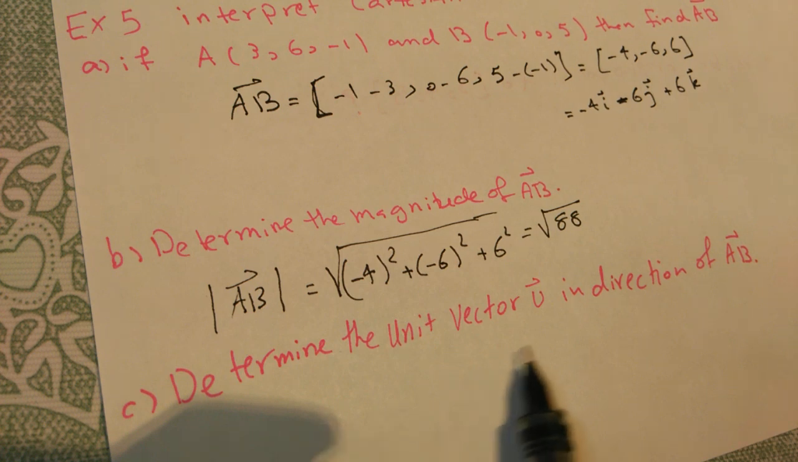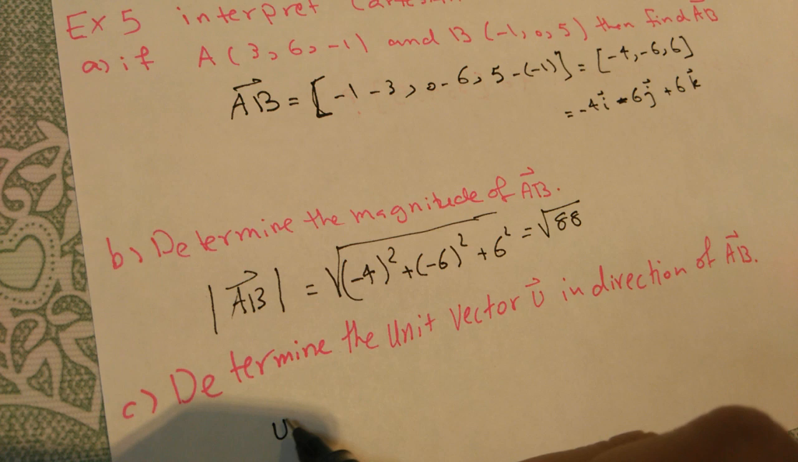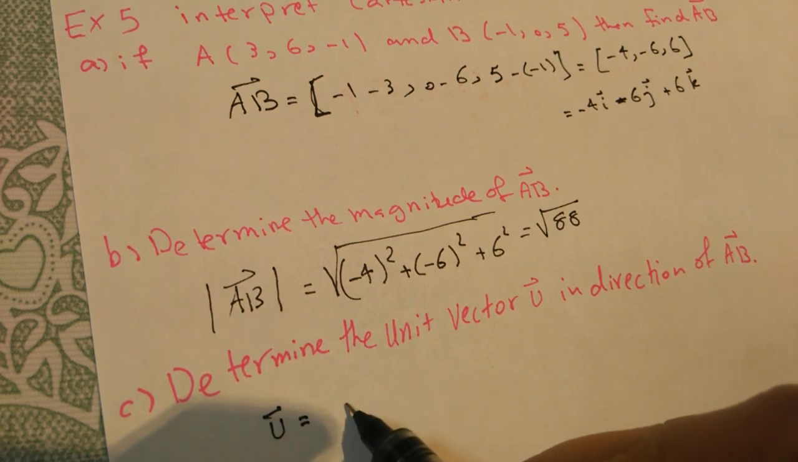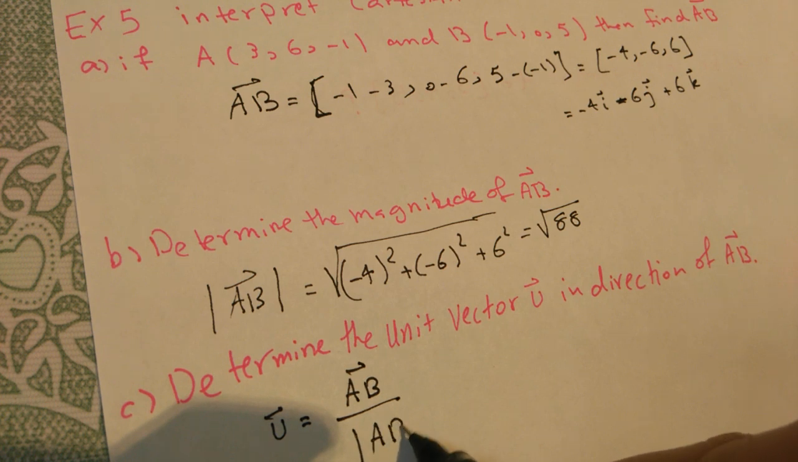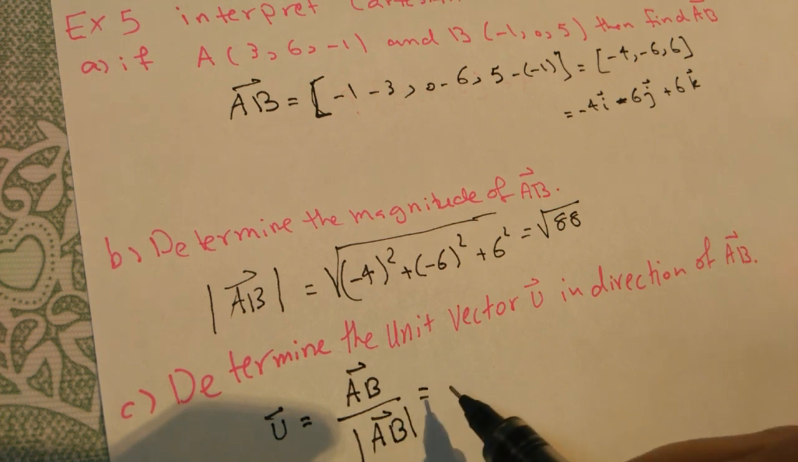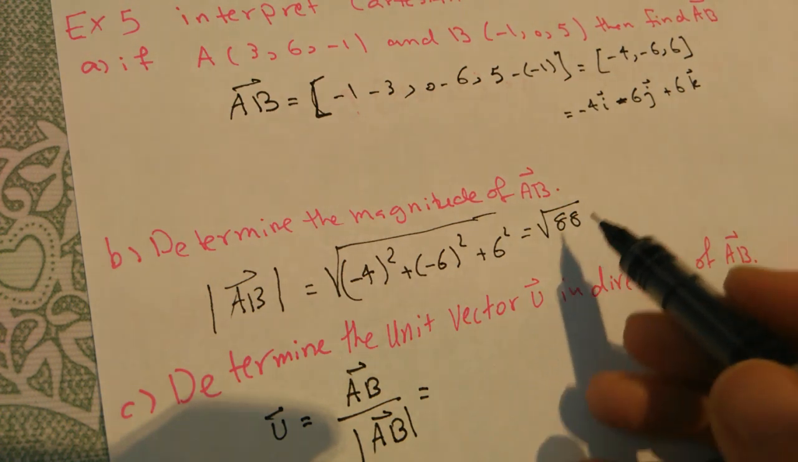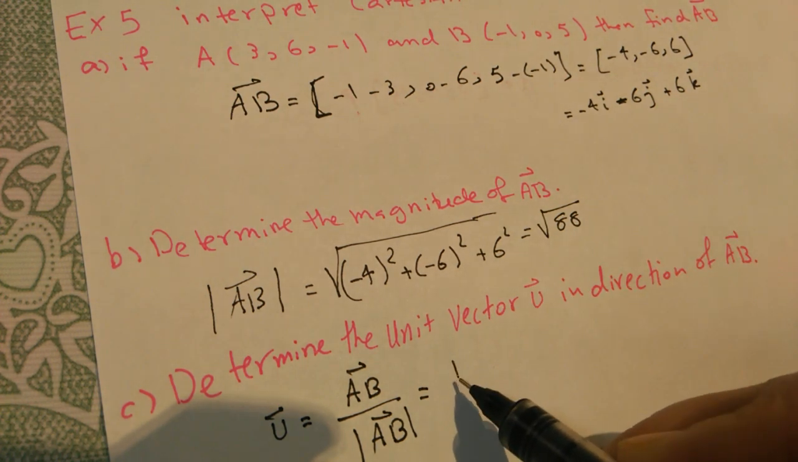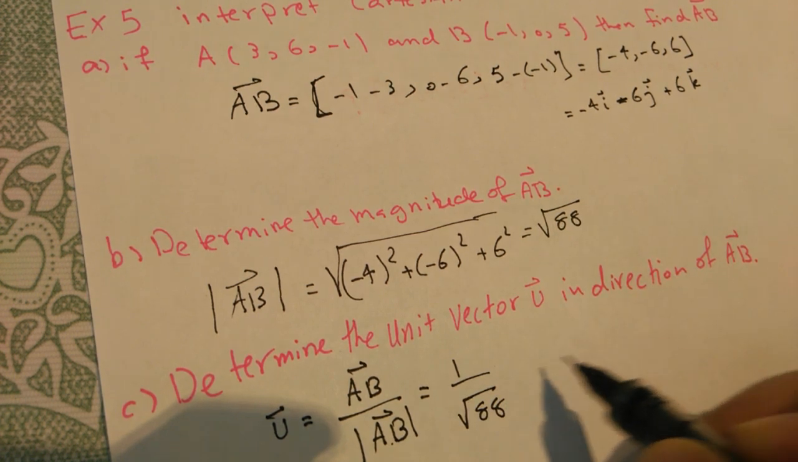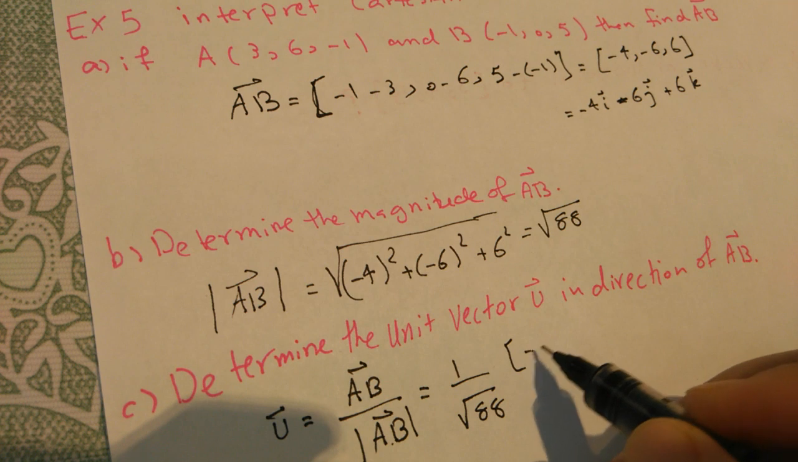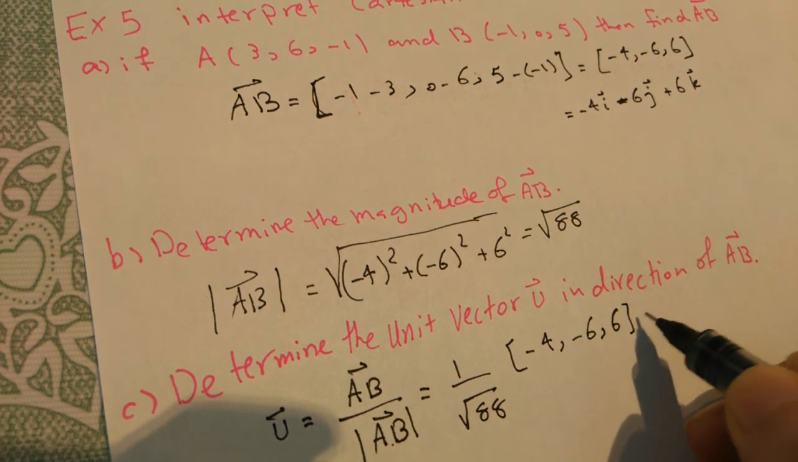Determine the unit vector u in the direction of AB. I know the unit vector in the direction of AB is going to be AB divided by the magnitude of AB, right? So it's just going to be 1 over the magnitude, which is what? Square root of 88, and AB is there: negative 4, negative 6, and 6.